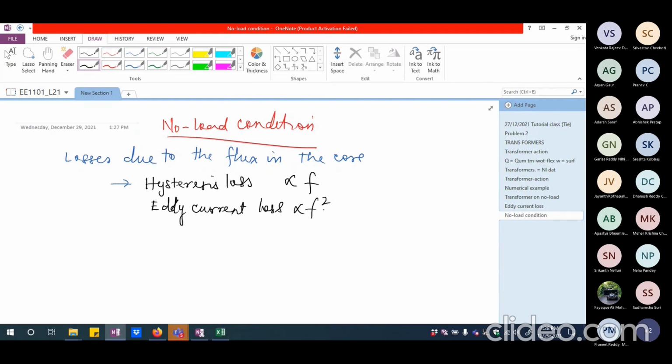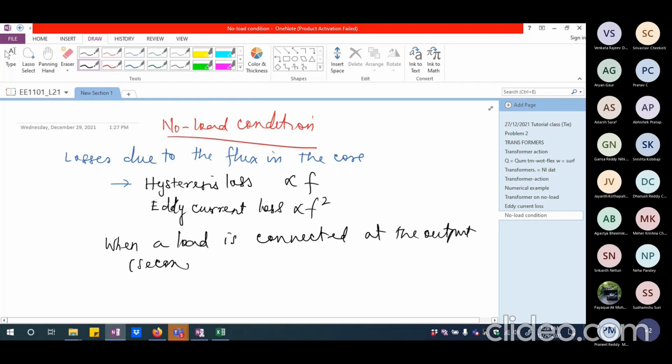Okay. So in the next class, we will be looking at the loaded condition of the transformer. When I connect a load at the output, that is the secondary side of the transformer, then how does the transformer behave? This is what we are going to see in tomorrow's class. Okay.